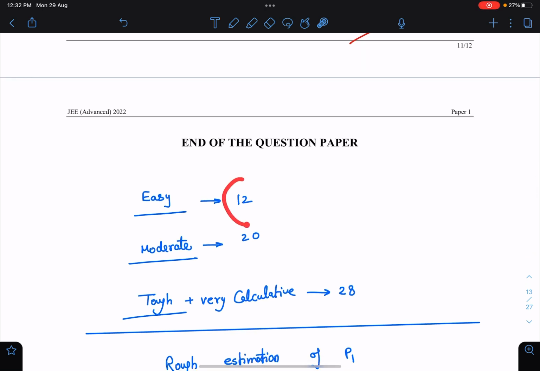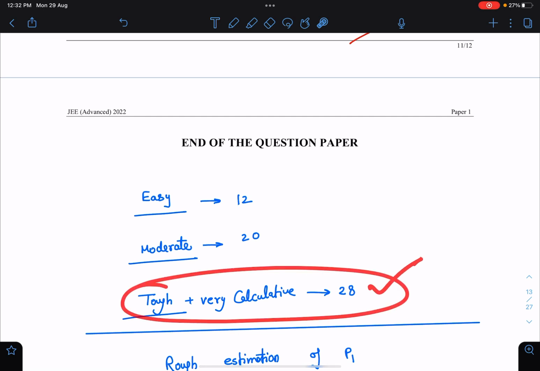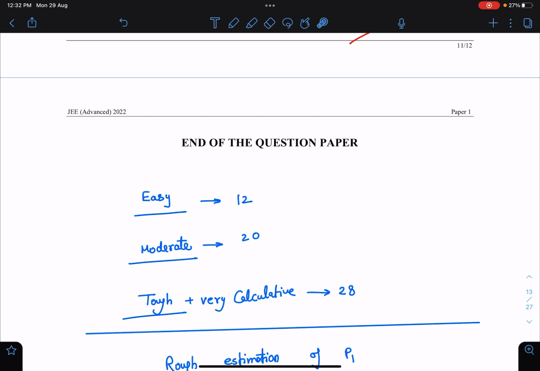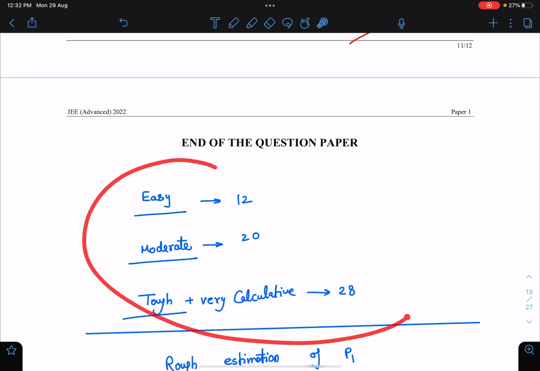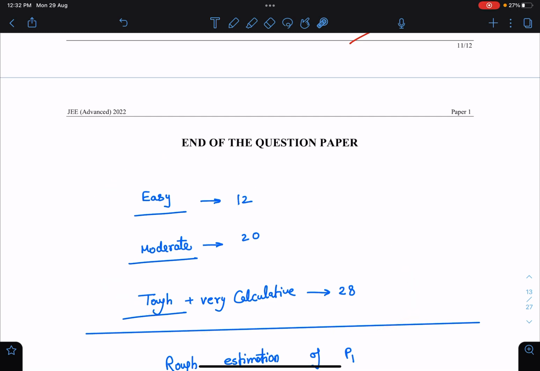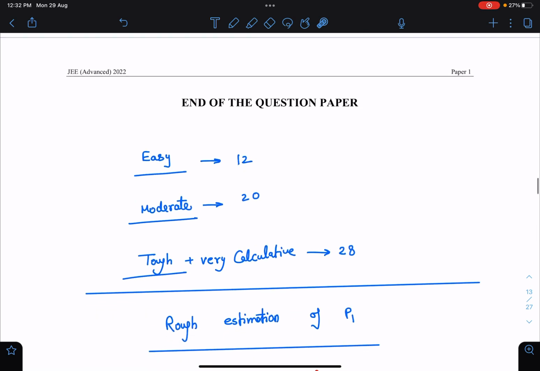There were roughly 12 marks for easy problems. Moderate and easy-moderate kind of questions were around 20 marks. Tough and calculative ones is around 28, which is very high percentile. It's like 50% of the paper is tough or calculative. So this comes under a very tough paper in my opinion, and those who were present in the exam hall, I think they might resonate with my thoughts that this kind of paper is very, very difficult to solve in 1 hour properly.